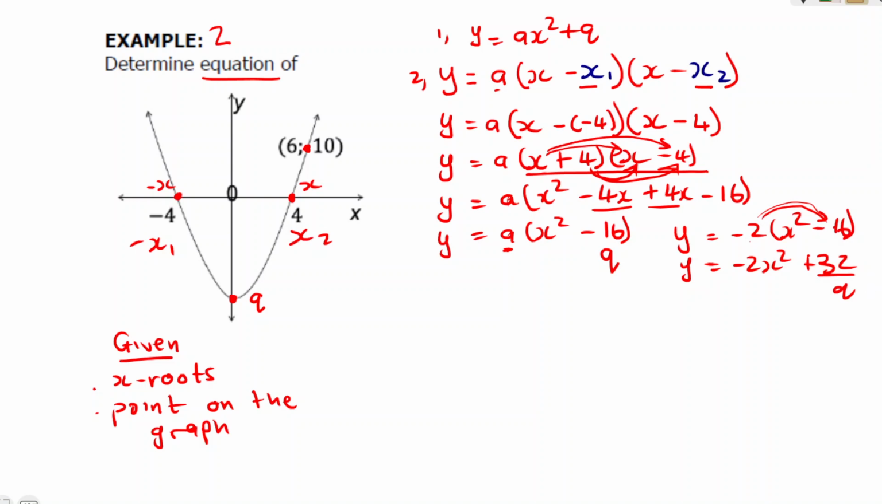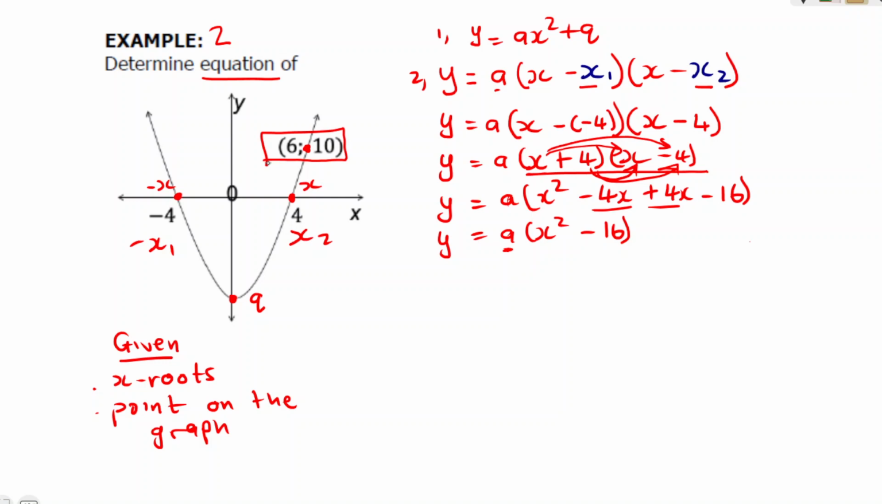So I'm saying to you that you cannot now decide and say q is negative 16 because you don't know the value of a. You need first to find what is the value of a, then you can decide what is the value of q. So let us now find that a. How to find a now? To find a, remember we have this point that we have not used.